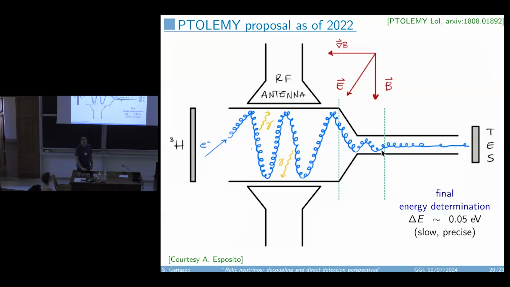And at the end, the few remaining electrons will go to this transition edge sensor, which is the same technology that other experiments such as ECHo or HOLMES are trying to use for the determination of neutrino masses. So Ptolemy is taking many of the techniques that are implemented in neutrino mass determination experiments and merging them.